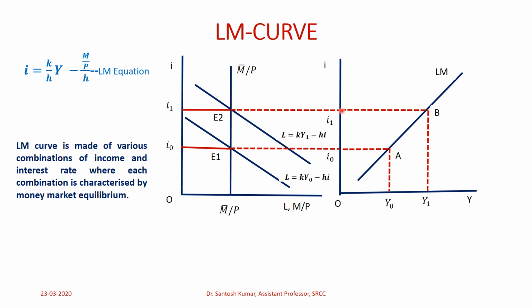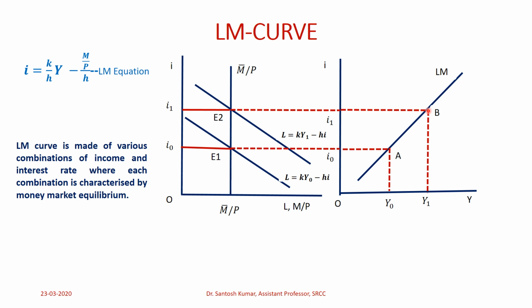So we can find that combination by drawing a line in this space, exactly to the right side of I1, and then we draw a dotted line from Y1 which meets the line we have drawn from the I1 interest rate. So we get point B. Point B basically stands for a combination of income Y1 and interest rate I1 such that the money market is in equilibrium. So we have got another combination of income and interest rate where the money market is in equilibrium.